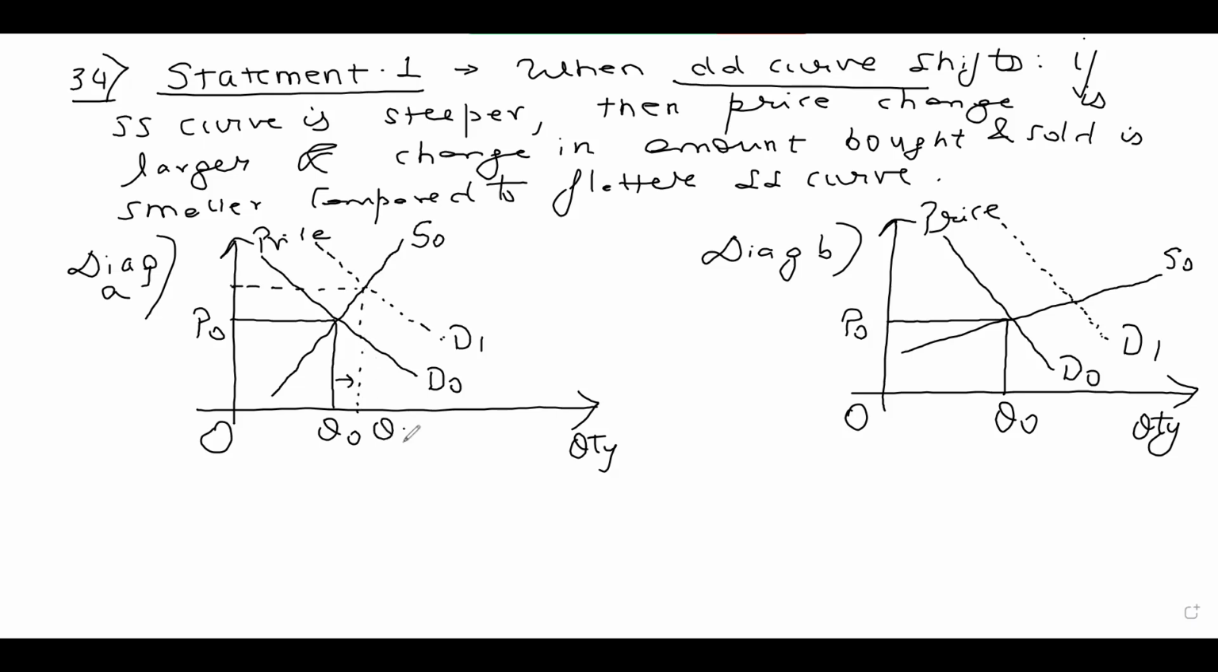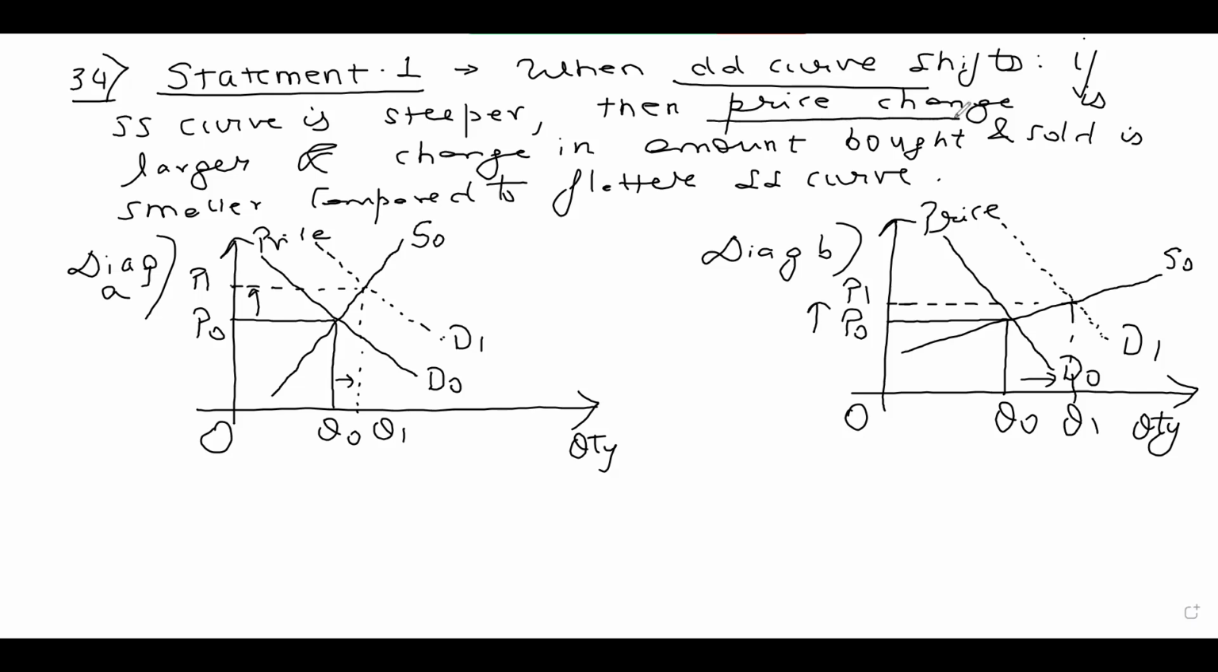See, the increase in quantity is smaller, but the increase in price is too much. In diagram B, the increase in price is smaller, but the increase in quantity is too much. So is it agreeing with the statement?